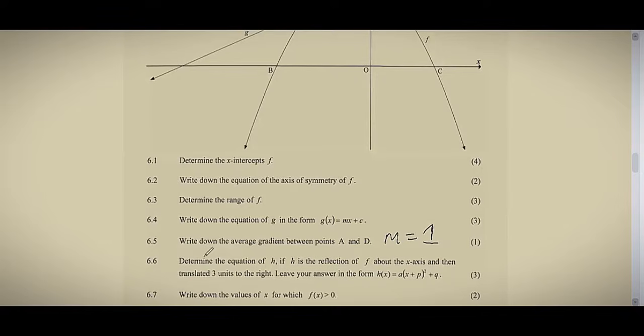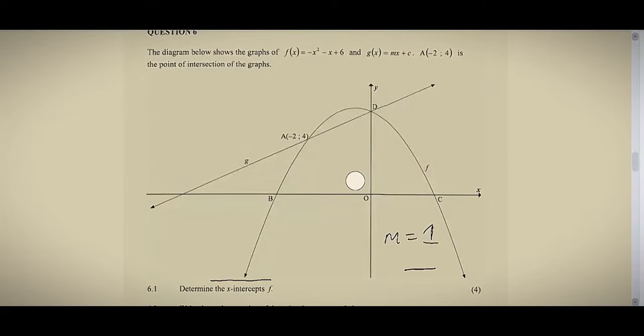Then 6.6, determine the equation of H, if H is the reflection of F about the x-axis, and then translated 3 units to the right. Leave your answer in the form of h(x) is equal to a(x plus p) squared plus q, right? So what we want to do with this one, first, let's go to the graph of F and try to write this equation in the form of the turning point, right? Remember, we have already calculated the coordinates of the turning point here, and we found that it was 1 over 2, 25 over 4, right?